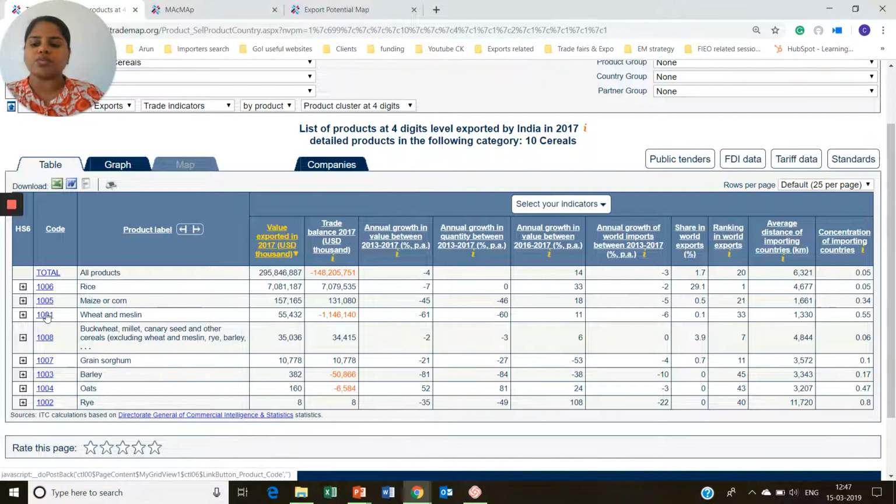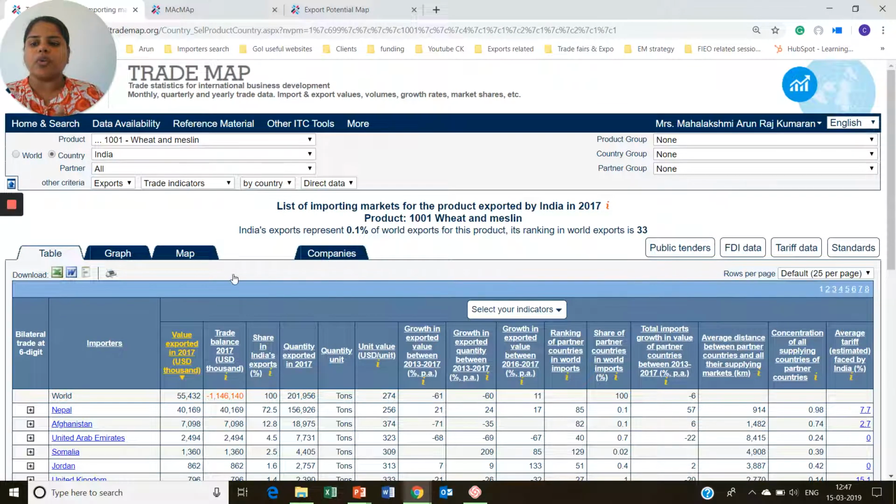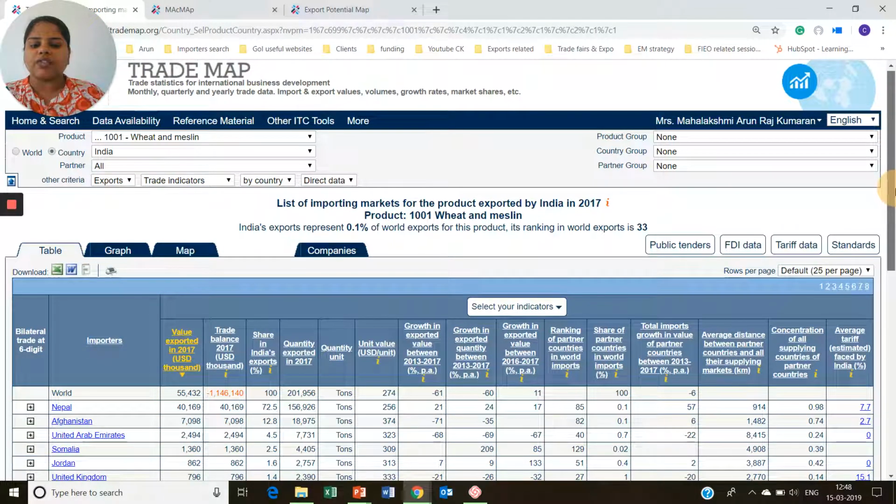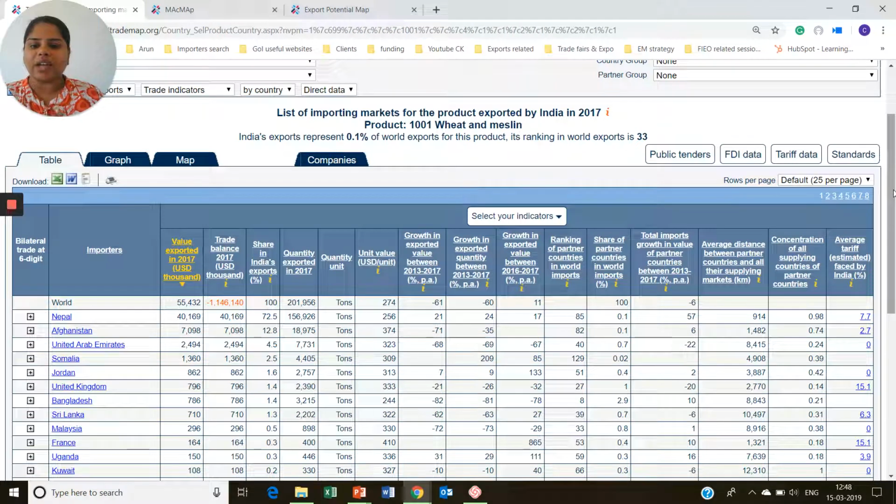Wheat is mostly exported from the Madhya Pradesh region of India. If I click on that HS code, then it will show up the countries which are all importing from India. So here you can see the four-digit HS code, India, partner all countries, India's export trade indicators countries. So here we can see the different countries which are importing wheat from India. So initially, if you don't have an idea which country to export to, here you can see the topmost countries which are importing the wheat product from India, wheat as a whole from India.